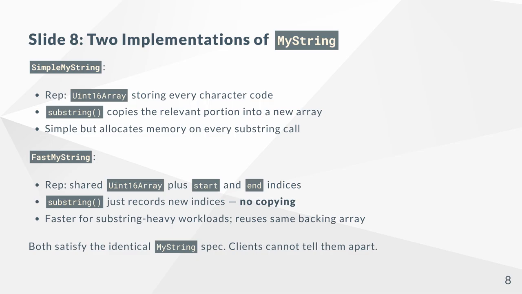Two very different implementations can satisfy the identical interface. SimpleMyString uses a Uint16Array storing every character code. When you call substring, it copies the relevant portion into a new array. FastMyString also uses a Uint16Array, but it stores only a start index and an end index into a shared backing array. Calling substring just records new indices, no copying at all. For substring-heavy workloads, FastMyString is dramatically faster, but both satisfy the exact same MyString spec. Clients cannot tell them apart.